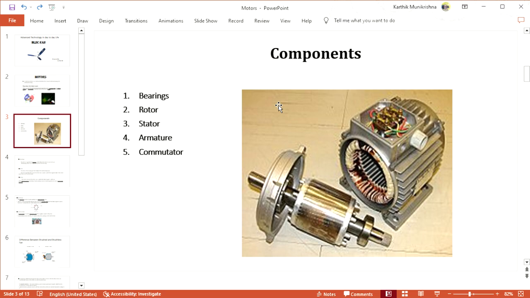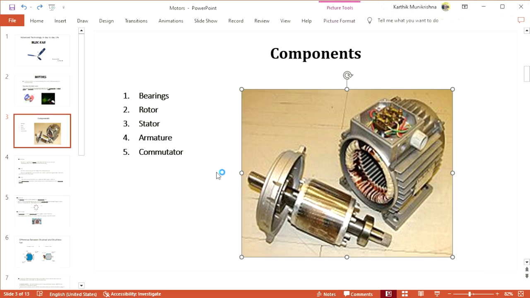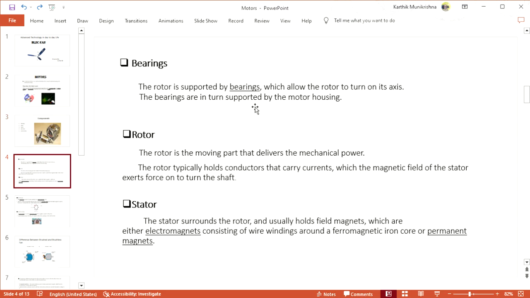And the motor has a few components like bearings. This is the bearings. There will be a rotor, shaft, we can say this is the shaft. Stator, in the sense this is the stator. Armature, inside that the armature will be there, and the commutator, this is the commutator. So let me explain what bearings are.